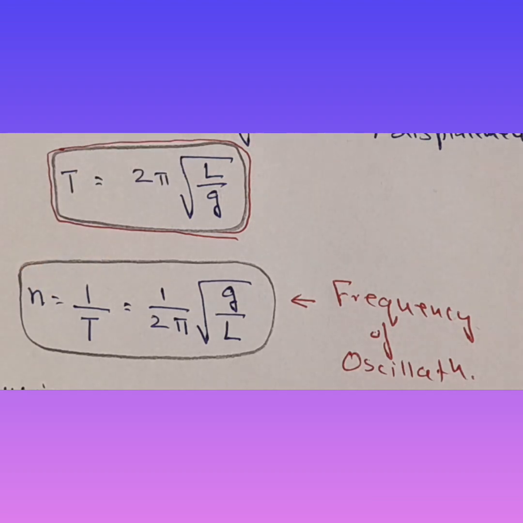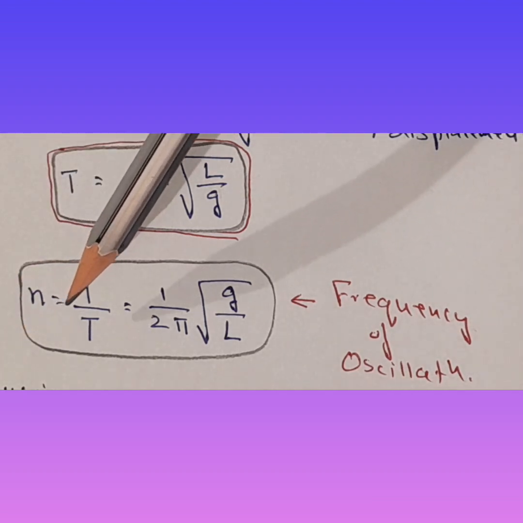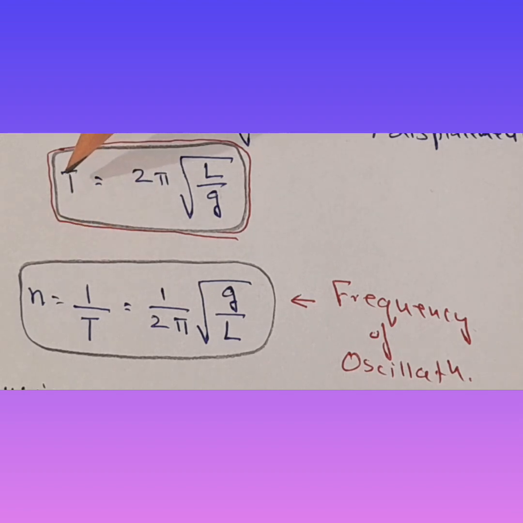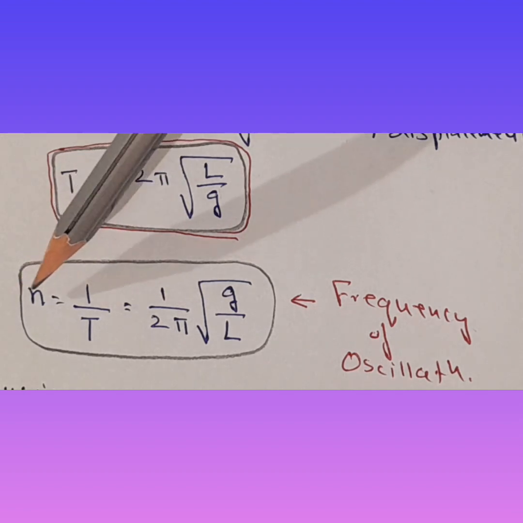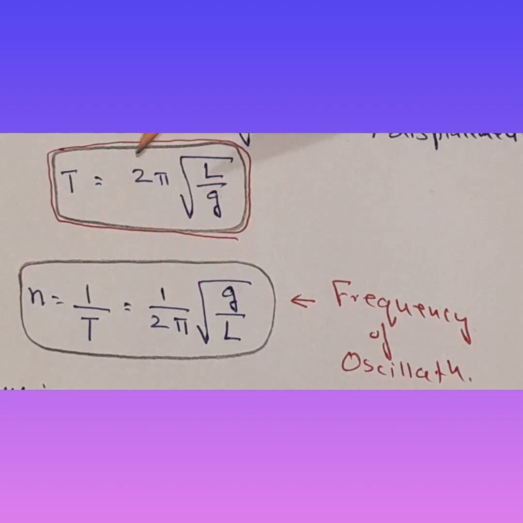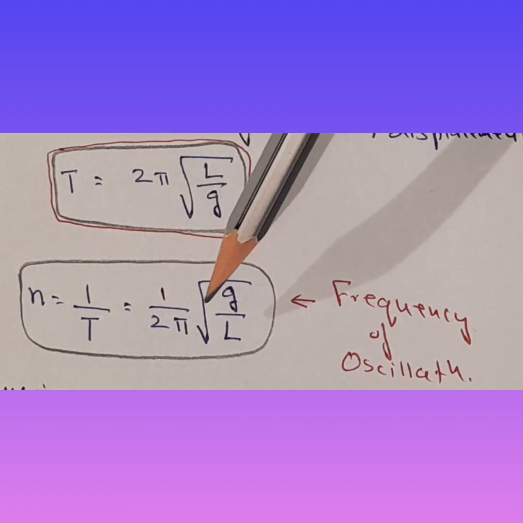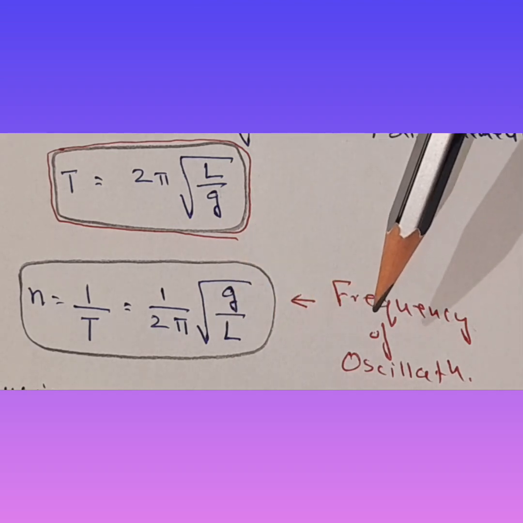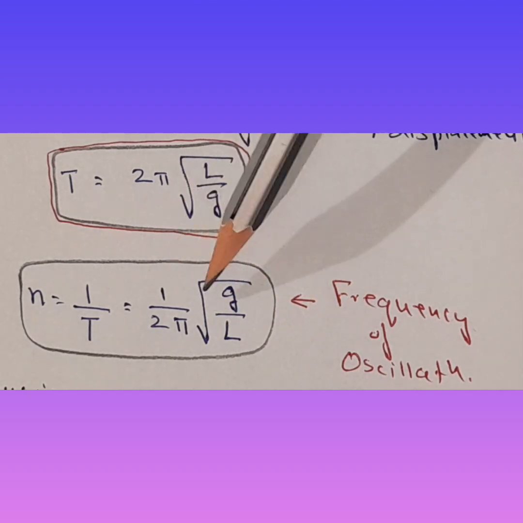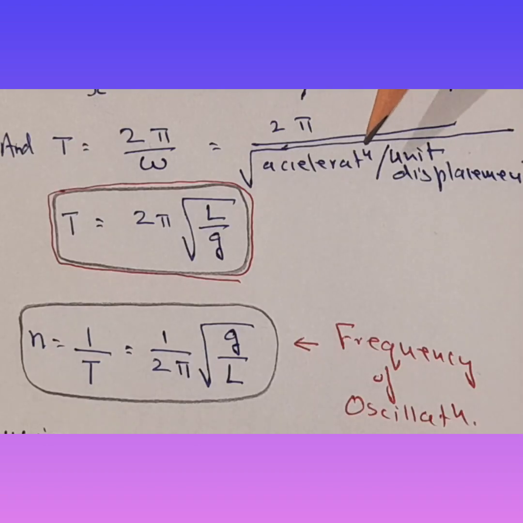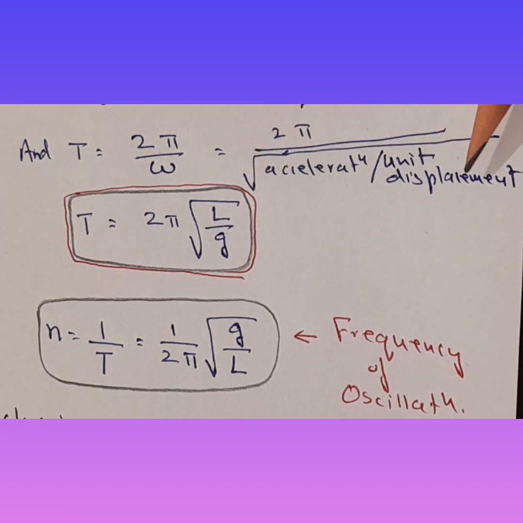If we go in terms of frequency, it is the reciprocal of time period, so n is equal to 1 over T, and the entire thing gets in reciprocal form: 1 over 2 pi root of g over L. This is the formula we have to keep in mind. Both formulae are important for numerical purposes. Time period is equal to 2 pi over root of acceleration per unit displacement, which is yet another very important formula. I've seen a number of numericals appearing in competitive exams concerning this formula.